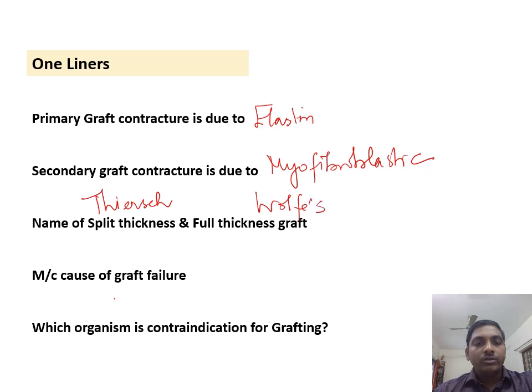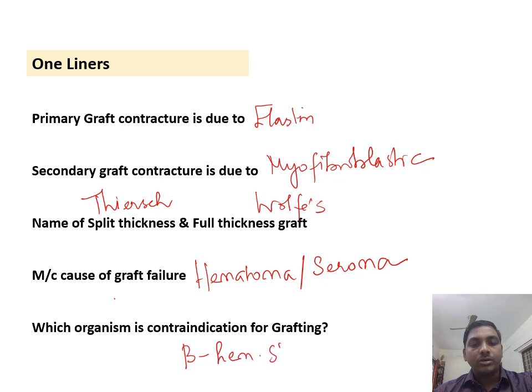What is the most common cause of graft failure? It's going to be a hematoma or a seroma that occurs beneath the graft, between the graft and the granulation tissue. Which organism is a contraindication for grafting? Beta hemolytic streptococci, which is responsible for graft disappearance, so we look for it at first sight if the infection is positive for this organism.